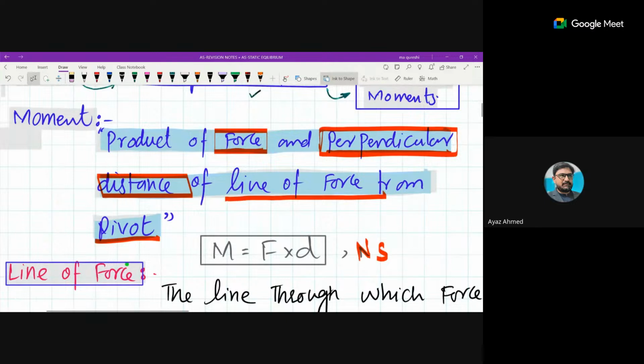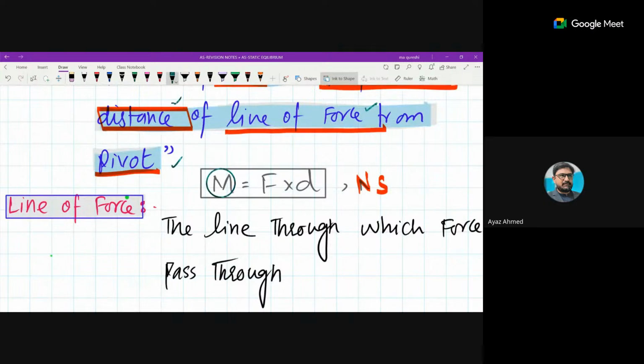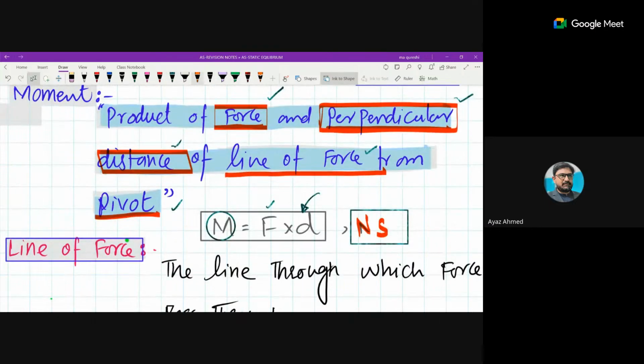So moment is the product of force and the perpendicular distance of the line of force from the pivot. Moment is equal to the product of force and perpendicular distance. This is the distance d. This is the formula for the moment, and its unit is Newton second. From this definition there are some points to be learned. Although they are not new, you knew these points in your IGCSE and previous levels. Perpendicular distance and line of force, I have to explain.